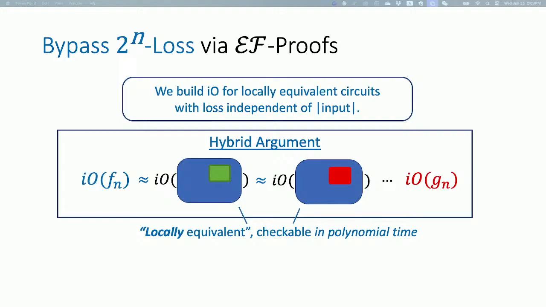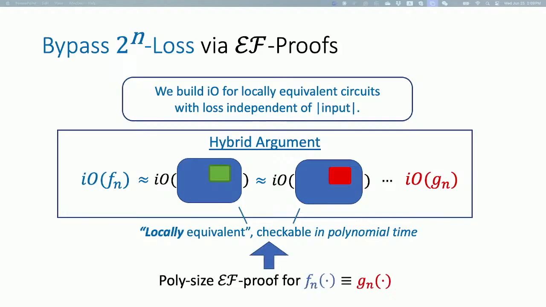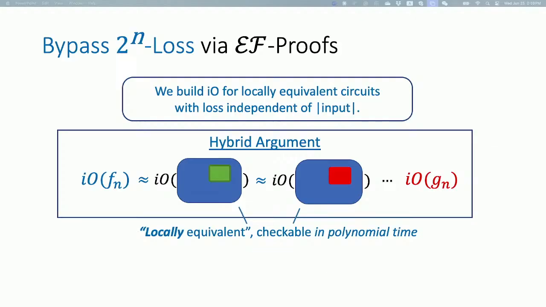And to bypass the loss that depends on the input length, we are going to build I/O for locally equivalent circuits with a loss independent of the input length. So now, as you can imagine, for any two adjacent hybrids, the loss is already independent of the input length by this I/O. Yep, there is a loss that's exponential in the locality bound. Right. Yes, exactly.